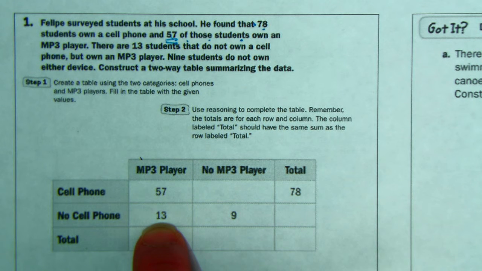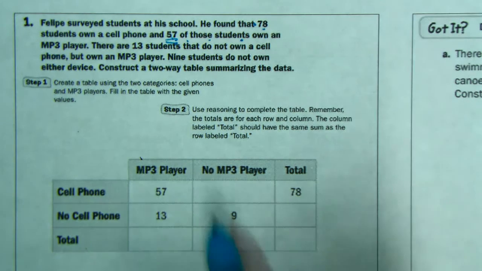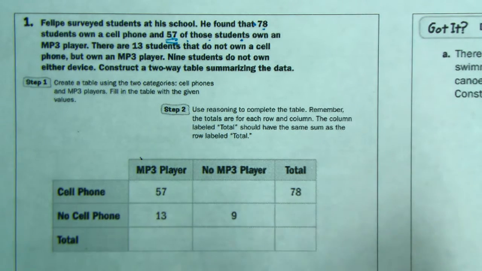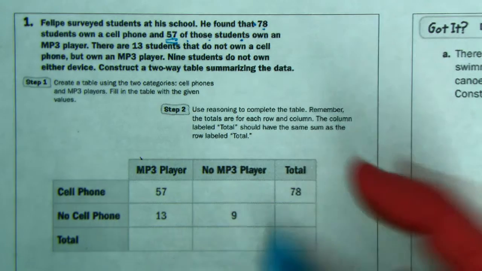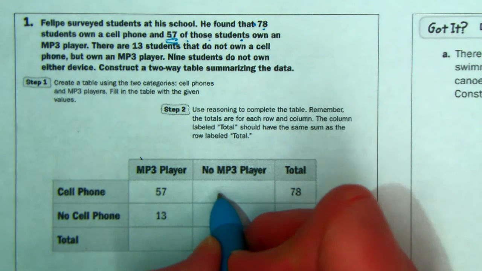Well, remember 57 plus this amount is a total of 78. So 78 take away 57 is going to give us our number of students who do not own an MP3 player but still own a cell phone, which is 21. Now, no cell phone, 13 plus 9 gives us 22.